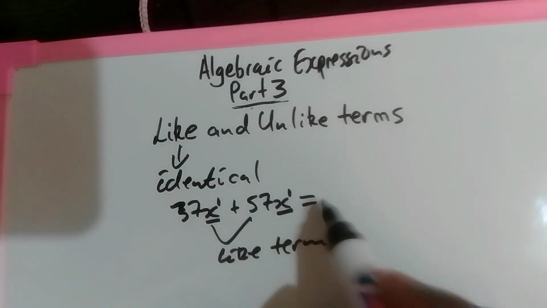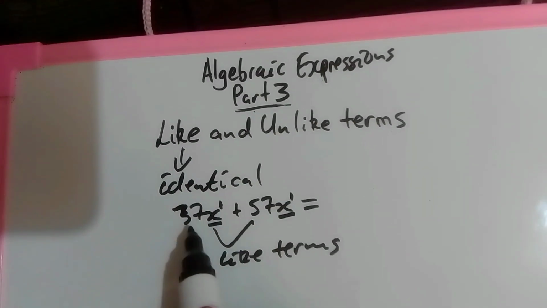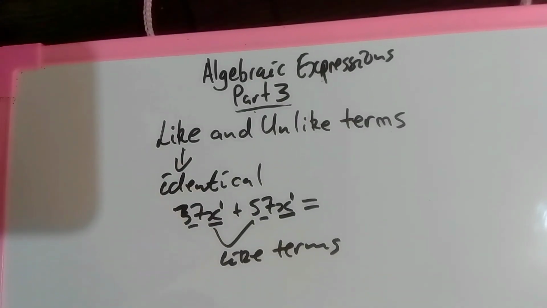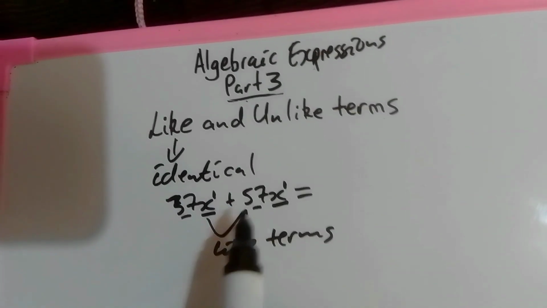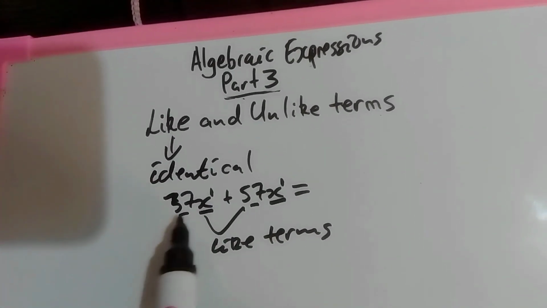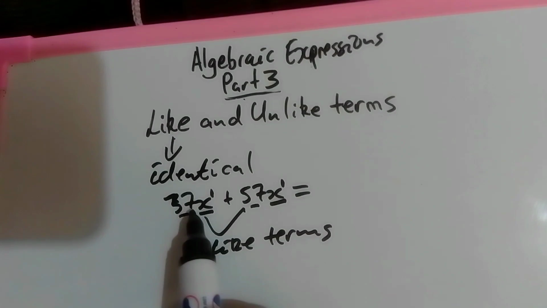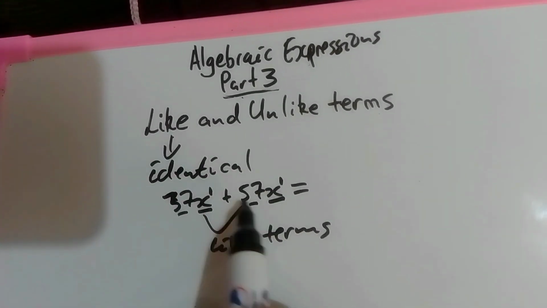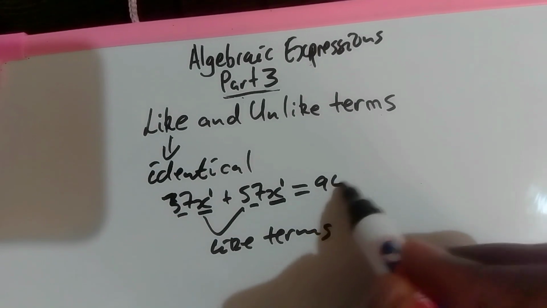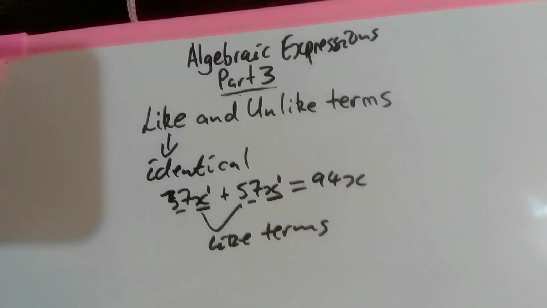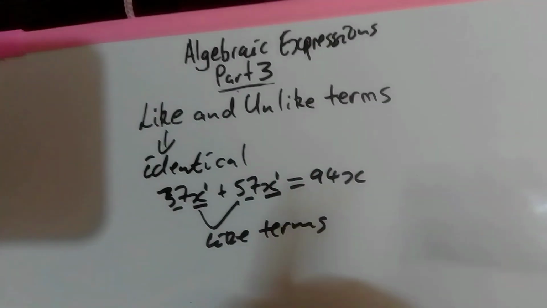And if it's 37 plus 57 and they are like terms, it means that these two terms, this binomial, I can add and get an answer. What do I add? I add the numbers only. Let me repeat. I add the numbers. So when I now say 37 plus 57, what do I get? 7 plus 7, 14, 4 carry 1, 5 plus 3, 8 plus 1, 9. So I've got 94x here. Right? So I have added like terms.